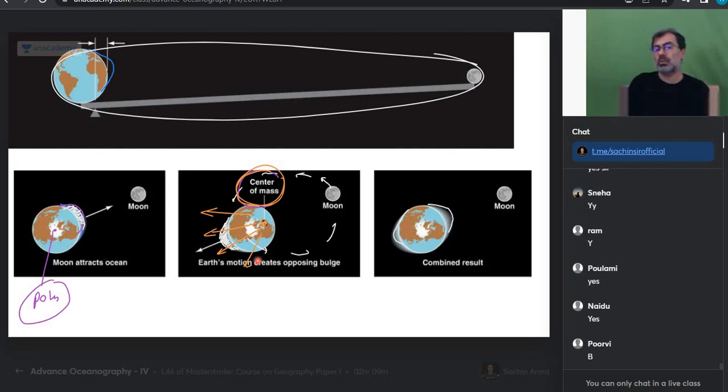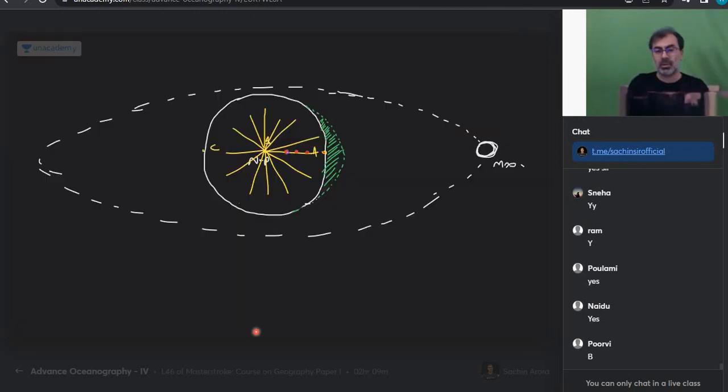A force away from the center. True. One is the force of gravity. Forget that bulge. But is there a force which is trying to throw water or something away from Earth? That is called the centrifugal force. So there is a force which is also trying to push things away from Earth, and that's called centrifugal force. So that also creates a bulge. So there is bulge on either side.